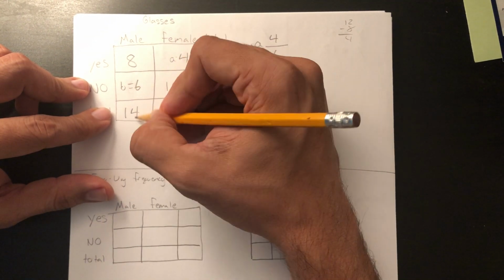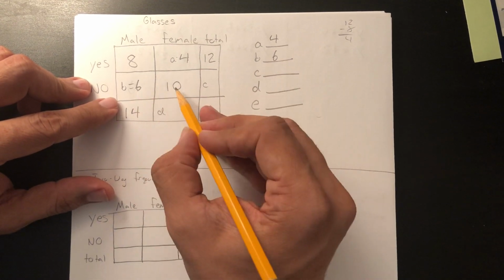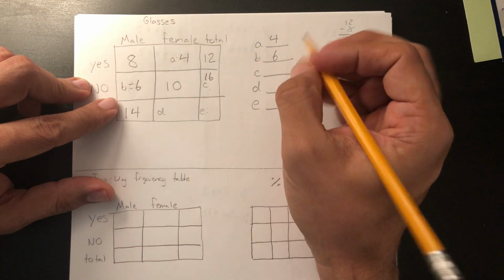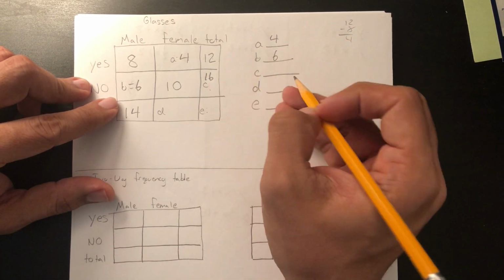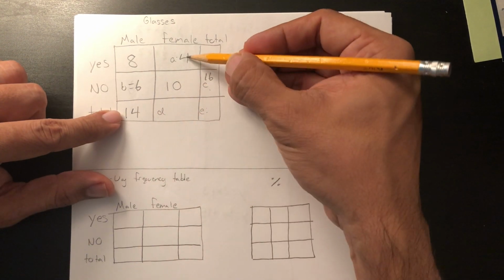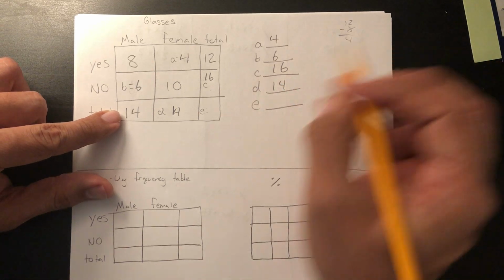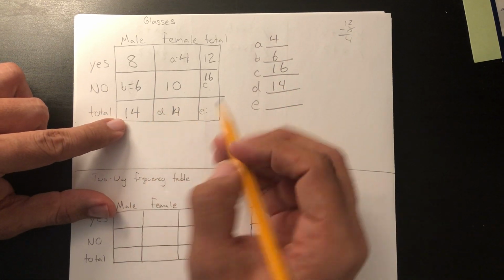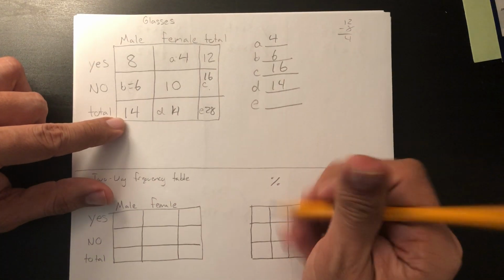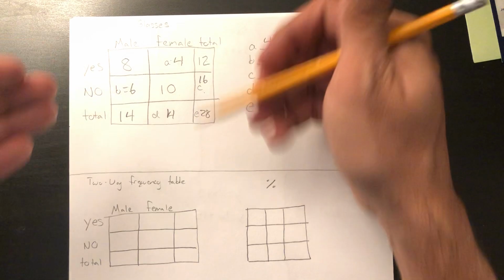Now 8 plus 6 makes 14. I'm correct. Now we can do this row here. 6 plus 10, that has to equal 16. Okay, so 16 is going to go there. So now we know that C is 16. Now we can figure out D. 4 and 10 have to make 14. And now the total is 14 plus 14. That's 28. You could have also gone this way, and it would have also made 28. So 28. Okay, so that's what you're doing in this one.